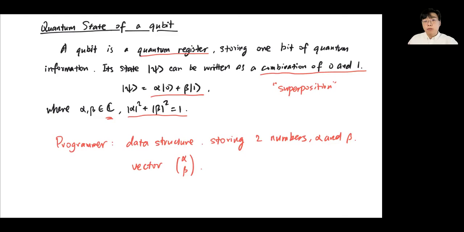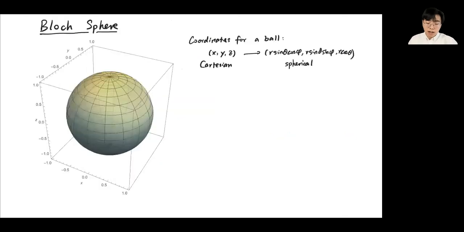Now, having two complex numbers is really difficult to reason about. A very convenient tool is to represent a qubit state in 3D space. And for these slides, we'll see why that is possible. Why can we represent a qubit in 3D? Well, to do that, let's take a quick review of the two coordinate systems for a ball in 3D space, the Cartesian coordinates and the spherical coordinates.